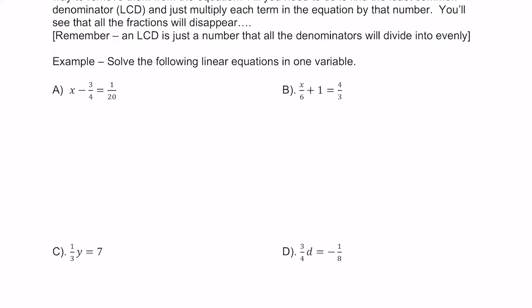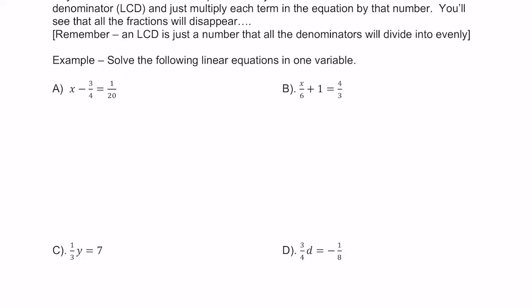So if I take a look at this first example here, I have x minus 3/4 equals 1/20. If I want to get rid of those fractions, I can look at the denominators of the fractions, which are the bottom numbers, so 4 and 20. I need to find what's called the least common denominator, or LCD. That's just a number that 4 and 20 will both go into. So 4 and 20 both divide into 20. So I'm going to multiply both sides of the equation by 20.